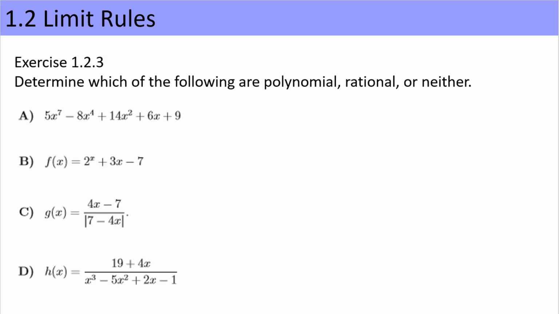Exercise 1.2.3. Determine which of the following are polynomial, rational, or neither. Let's look at A.